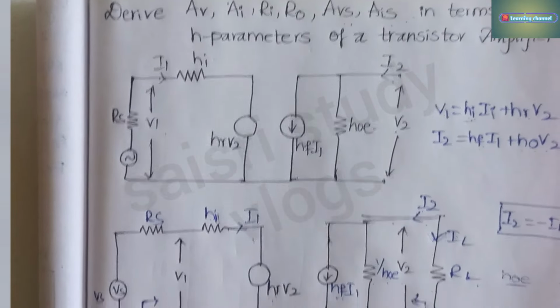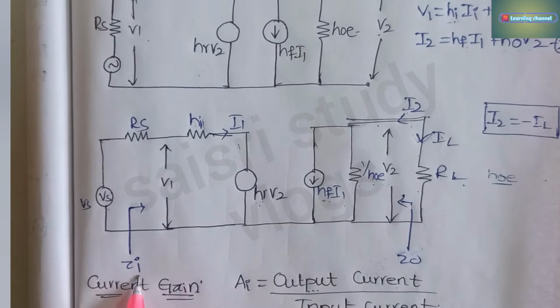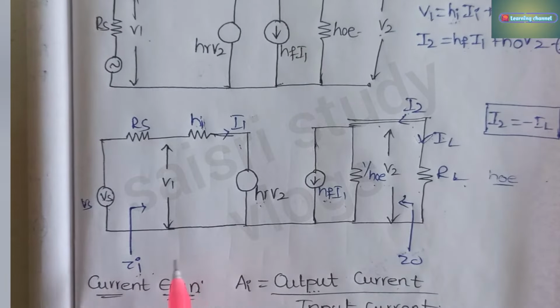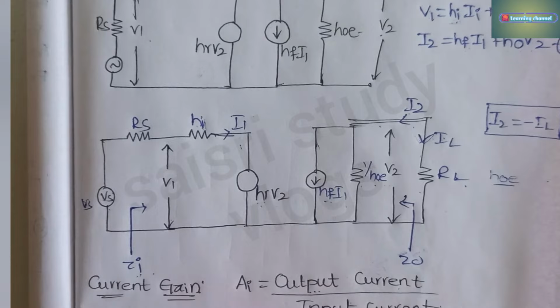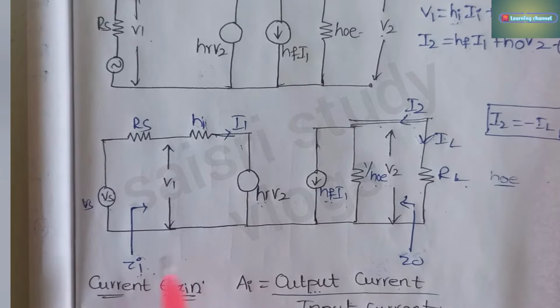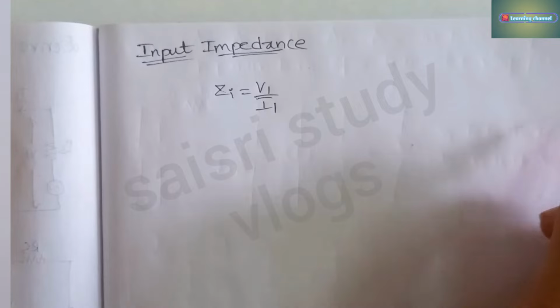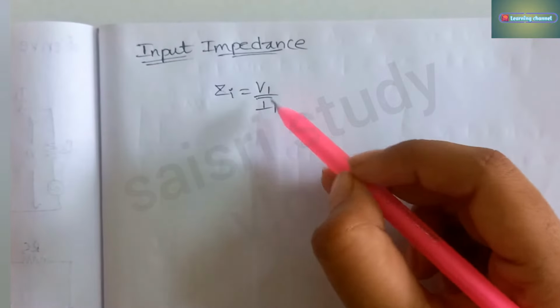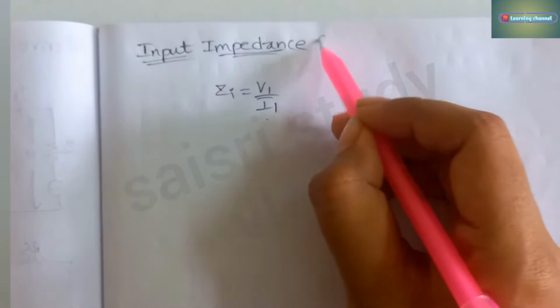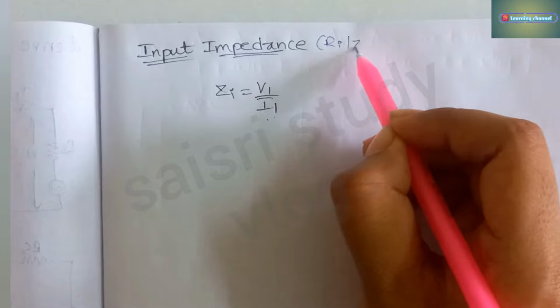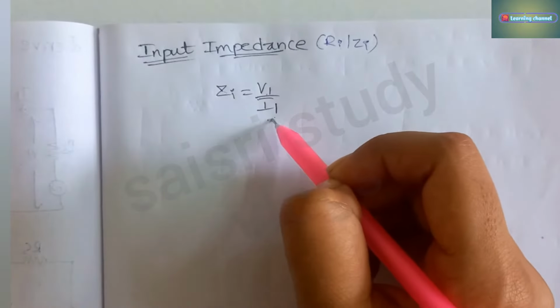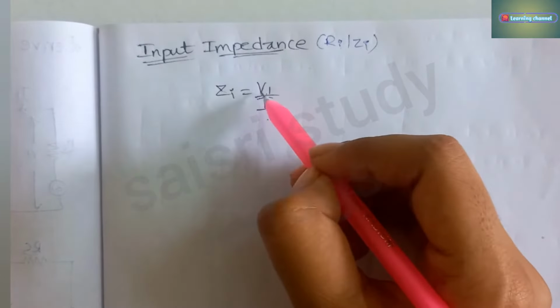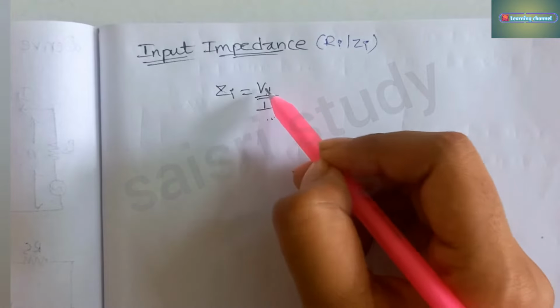Now let's find the input impedance. Here I am writing ZI, you can also write RI. From the voltage gain I have taken ZI, so at the end of the derivation I will use only ZI. Use either ZI or RI, don't use both. What is the formula of input impedance? It is V by I, RI or ZI, so that is equal to V by I. For input impedance, we have to take the input side voltage and the current.